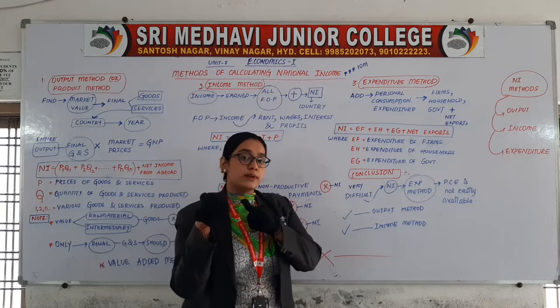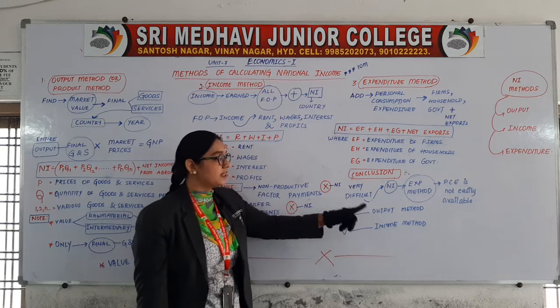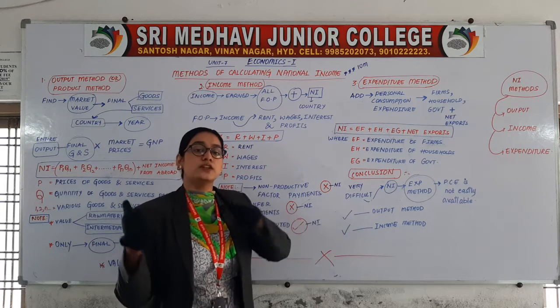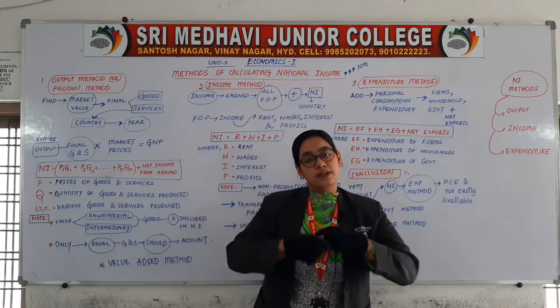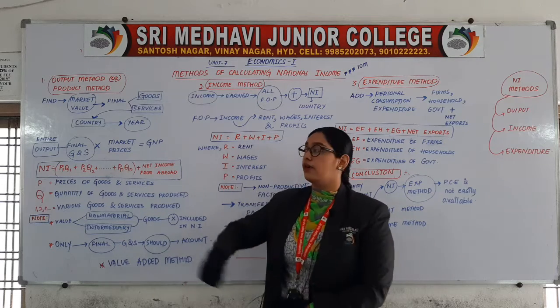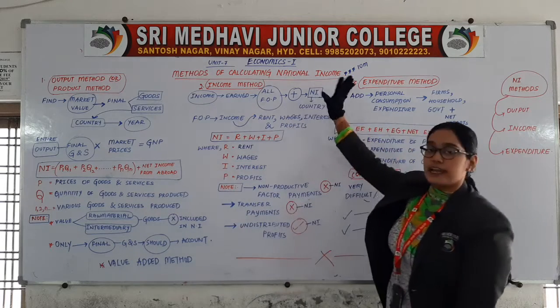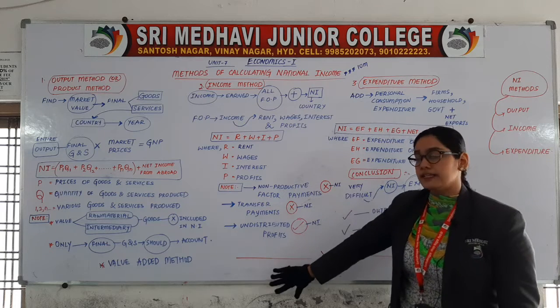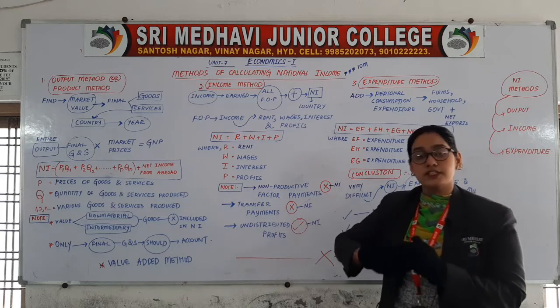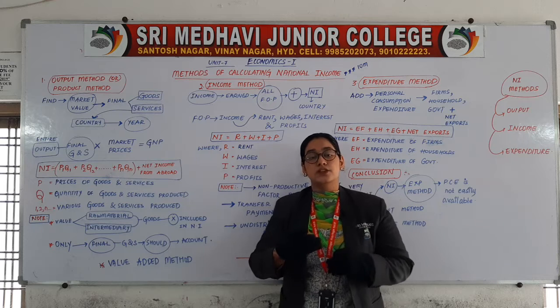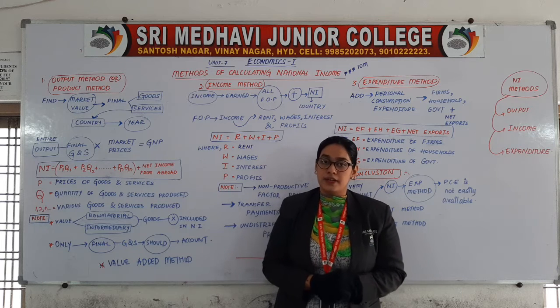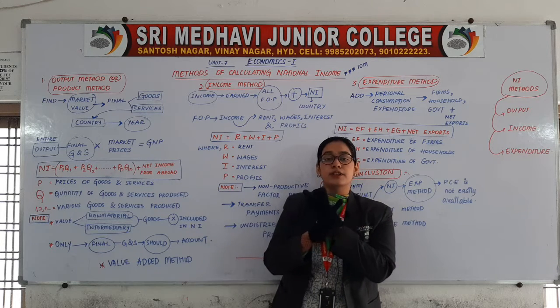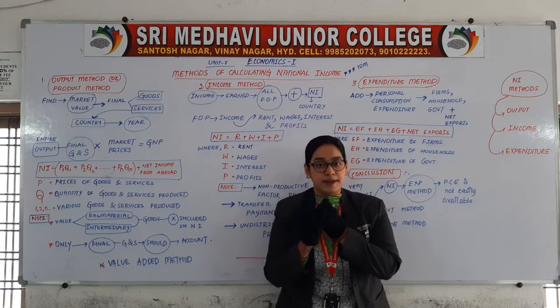So what are the two methods left? That is output method and income method. These are the two methods most frequently used by countries in order to calculate the national income. The topic is completed. What we have discussed today: various methods of calculating national income. There are three methods: output, income and expenditure.